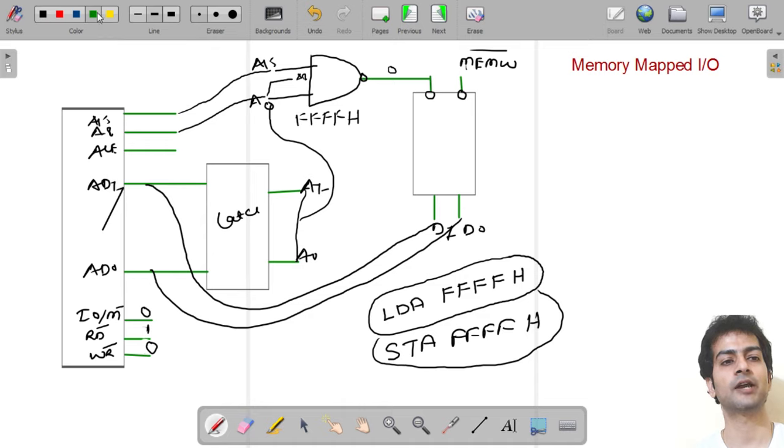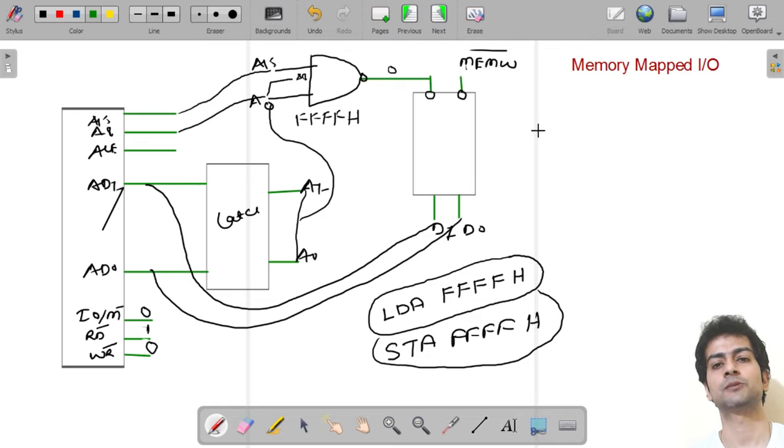Now you will ask, sir, why are we doing it? Why are we fooling the microprocessor by connecting input output devices? This time, when we perform the memory write operation, it becomes an output device. That means we have connected an output device, and we are feeding data to it. Why are we using memory related instructions, but actually connecting input output devices?